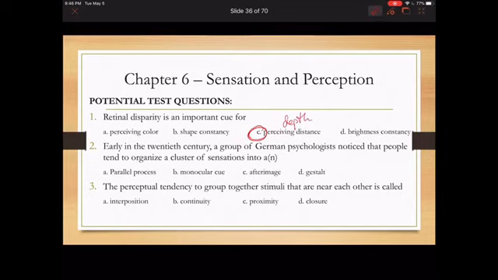Early in the 20th century, a group of German psychologists noticed that people tend to organize a cluster of sensations into an organized whole, or a gestalt. The perceptual tendency to group together stimuli that are near each other is called proximity. So these are those gestalt principles. Remember, there are three gestalt principles we talk about: proximity, continuity, and closure. So you're going to need to know what those are too.